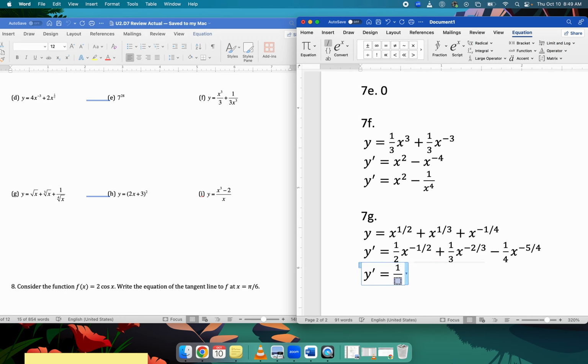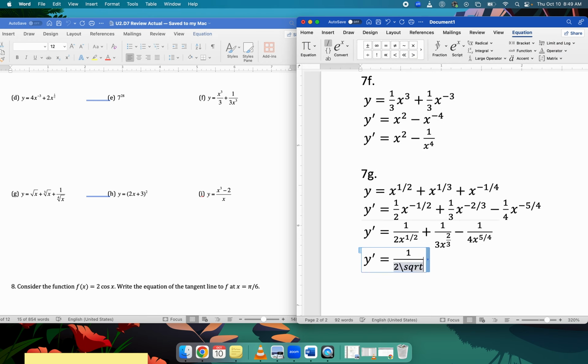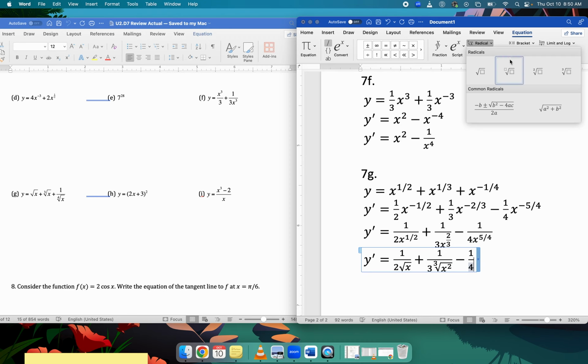And so now I'm going to rewrite that, I think. That's 1 over 2x to the 1/2 plus 1 over 3x to the 2/3 minus 1/4 x to the 5/4. And if we don't like the fractional exponents, we could say that's 1 over 2 square root of x plus 1 over 3 third root of x squared minus 1 over 4 times the 4th root of x to the 5th.